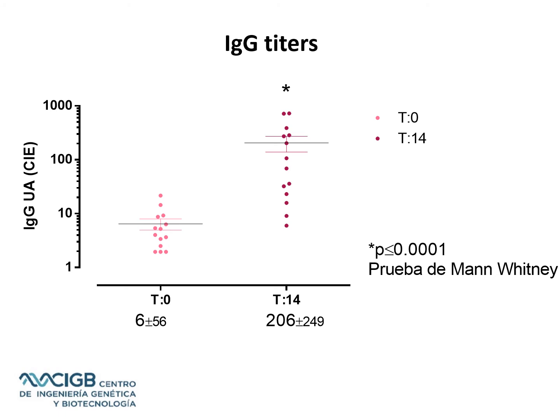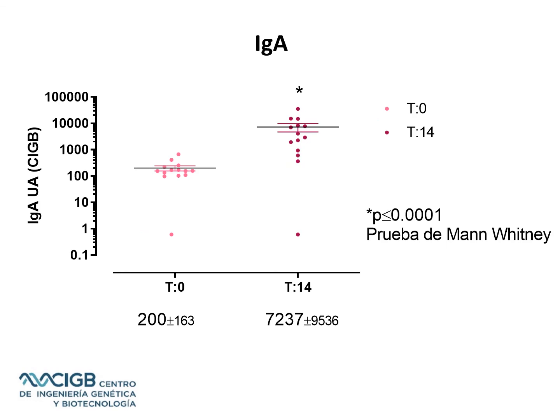In the next slide, we show the increase of serum IgG titer 14 days after the administration of only 1 vaccine dose to the convalescent volunteers. What you see here is a significant increase in antibody titers from 6 at time 0, when the vaccine was administered, to 206 2 weeks later.